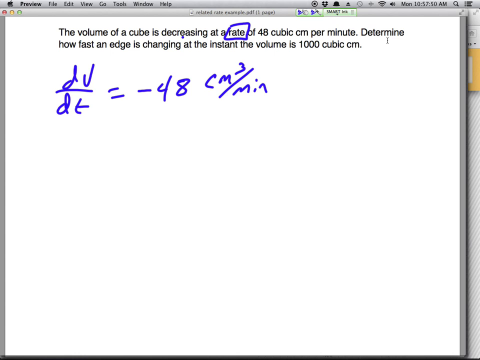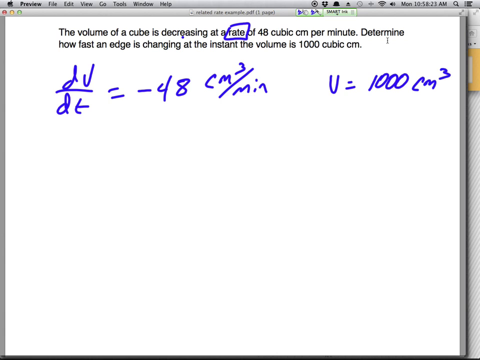Then it says, determine how fast an edge is changing at the instant the volume is 1,000 cubic centimeters. Is 1,000 cubic centimeters a rate? No. Why not? They didn't say rate, and my units are not over time. So what is 1,000 cubic centimeters? It's volume.